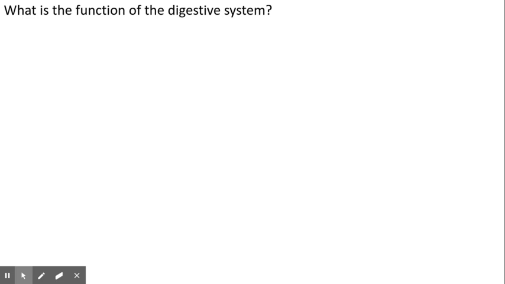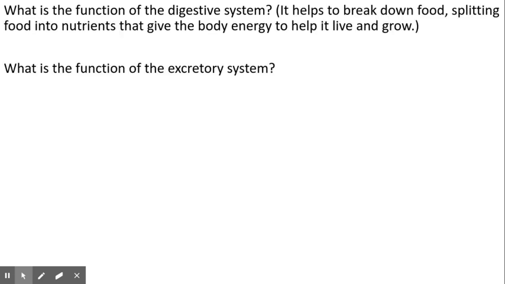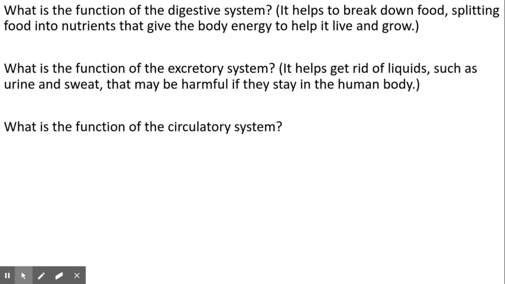What is the function of the digestive system? It helps to break down food, splitting food into nutrients that give the body energy to help it live and grow. What is the function of the excretory system? The excretory system helps get rid of liquids such as urine and sweat that may be harmful if they stay in the human body.